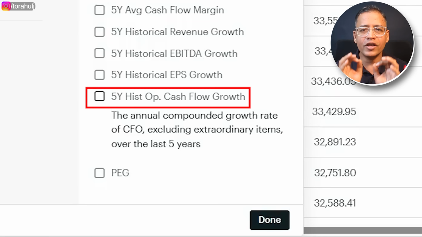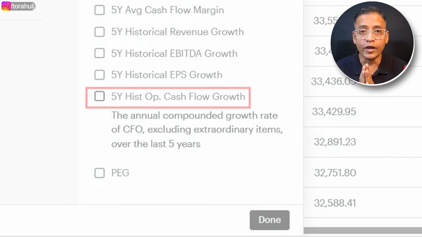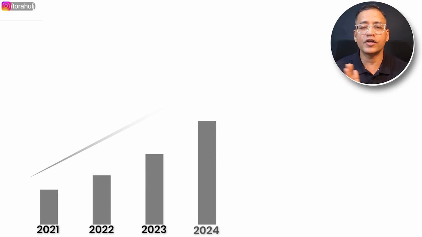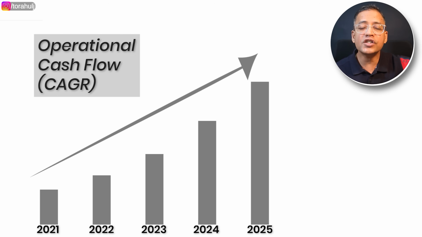This is a very important parameter. It is going to tell you, if you look at the last 5 financial years, how the operational cash flow of the company has been growing. This is a very important parameter, because net profits will only tell you how much of net profit a company is making, which is a very important parameter as well.